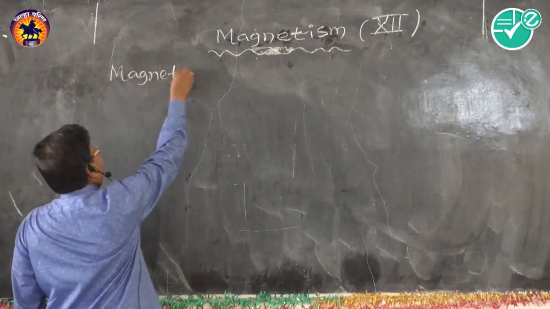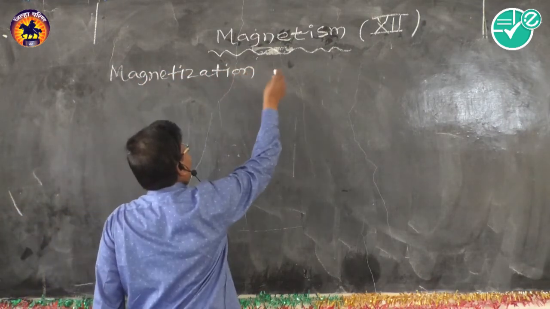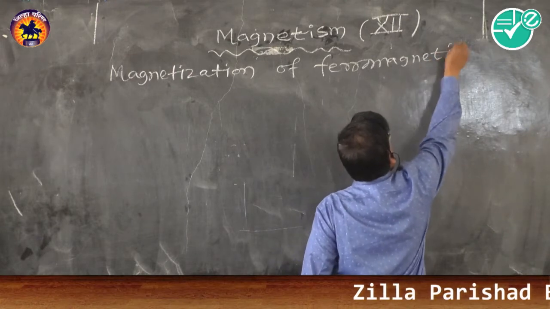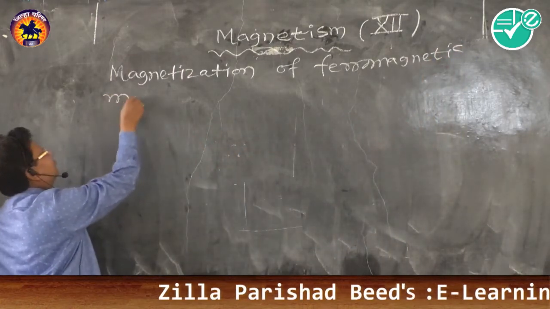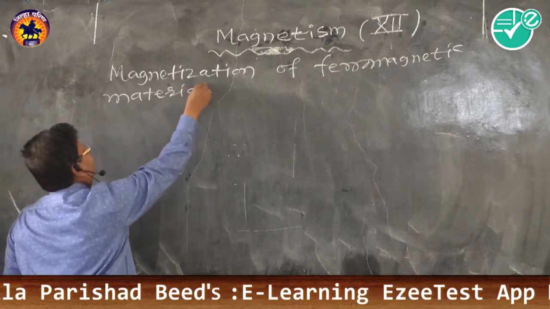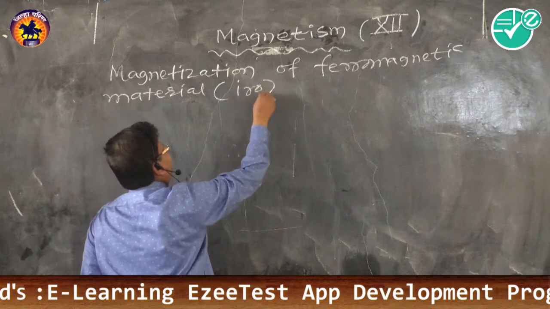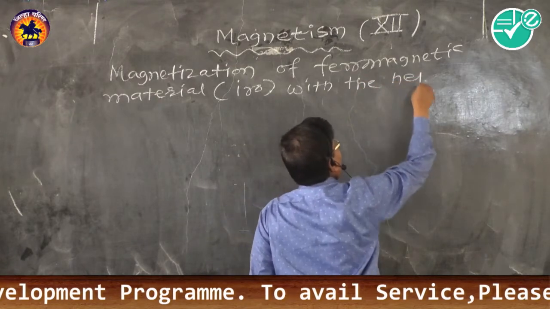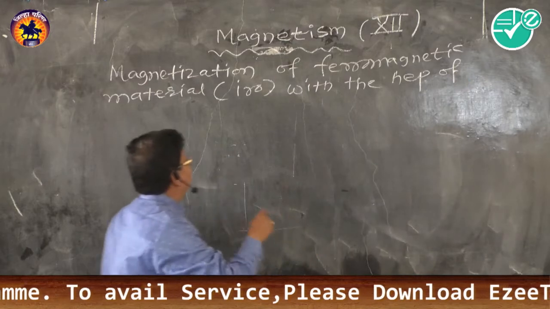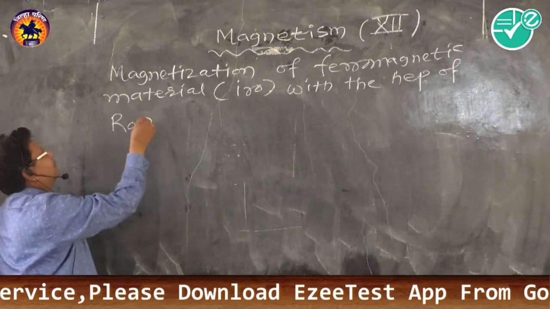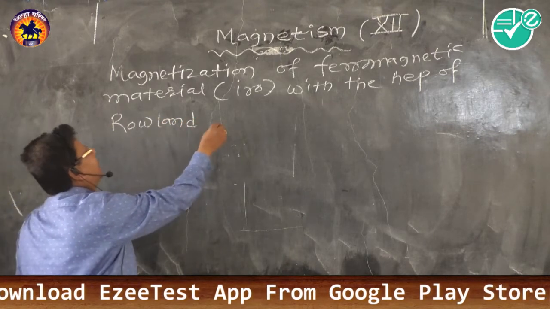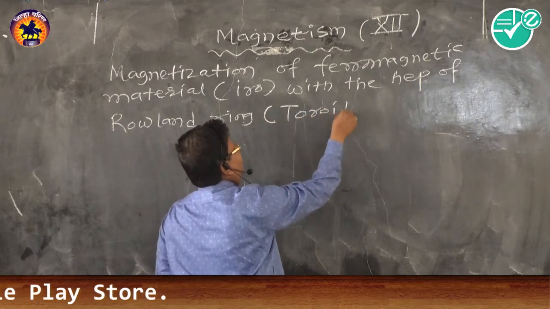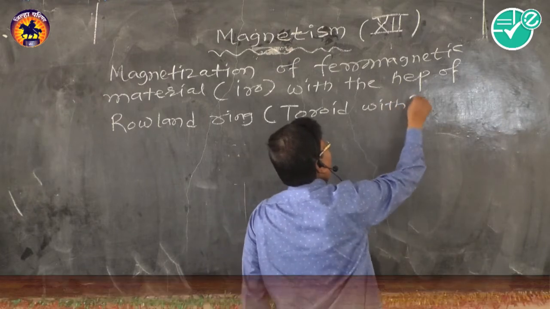magnetization of ferromagnetic material, for example iron, and with the help of a ring which is developed by the scientist Rowland ring, also called as toroid with iron core.